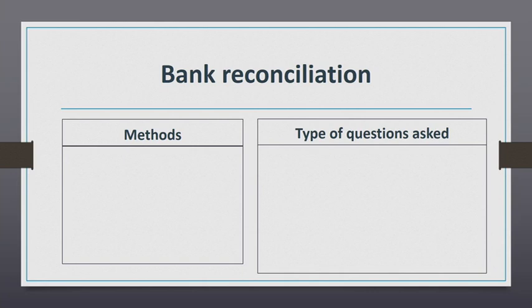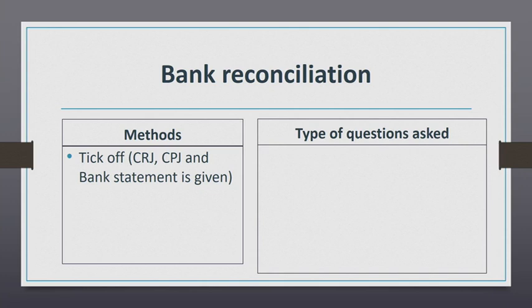Now, there are two different ways or methods that you can use to do the bank reconciliation. The first one is where you have to tick off. In other words, they give you the complete CRJ, CPJ, and they also give you the complete bank statement, and then you have to compare yourself and tick off. And the other method is where they give you the differences. They've already compared the two, and now they only give you the differences.